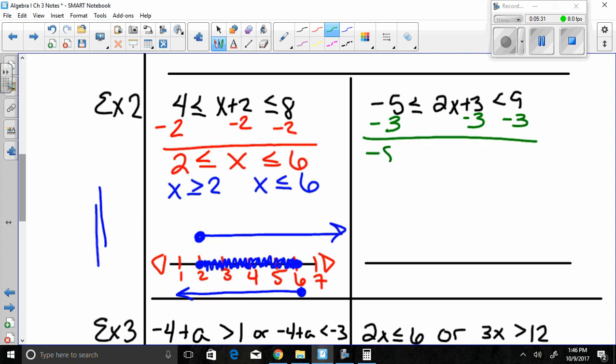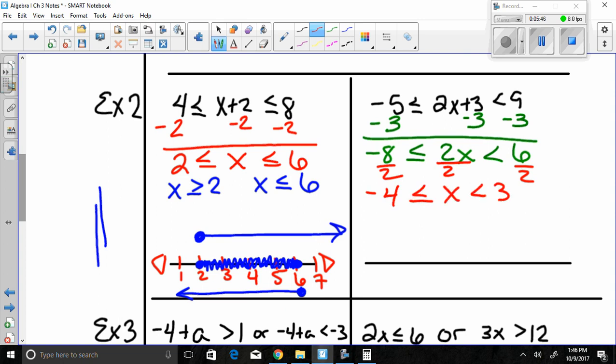We get negative 8 less than or equal to 2x less than 6. Then I need to divide everything by 2. So I get negative 4 less than or equal to x less than 3. So I need negative 4 to 3 on my number line. 0, 1, 2, 3, 4. I need an open dot at 3. I need a closed dot at negative 4.